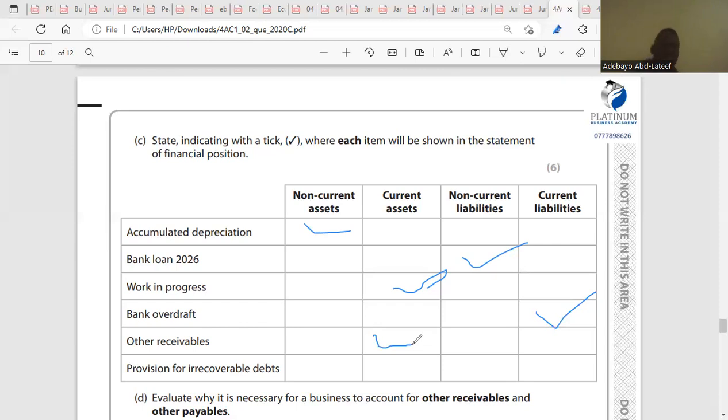You got that. Then the last one, provision for irrecoverable debts. When we talk about irrecoverable debts, we're talking about you making provision for those debts that the business is having that might not be returned. Like you have a lot of credit customers, so you are making provision for those customers that might not come back to pay. So it's considered as a current asset.